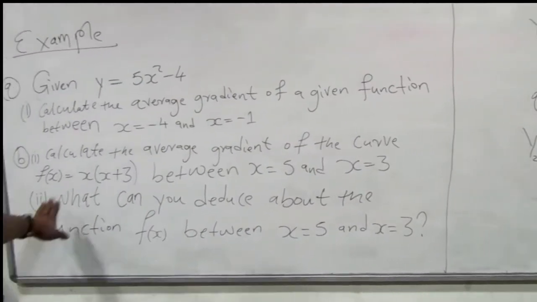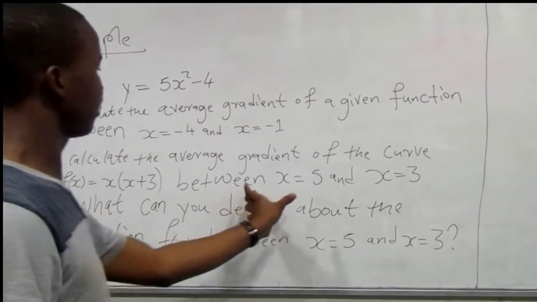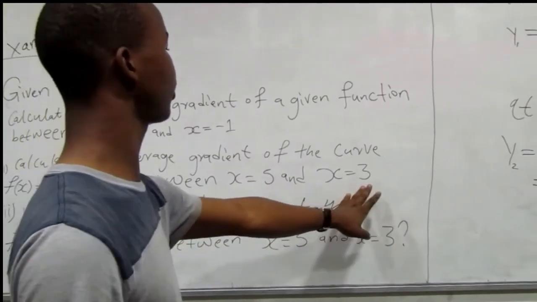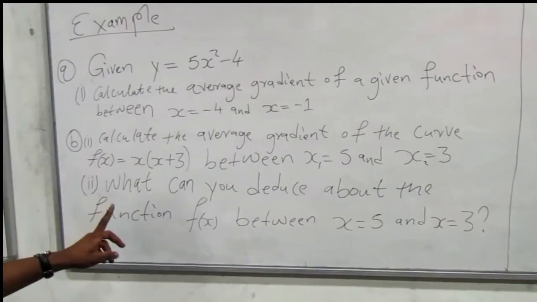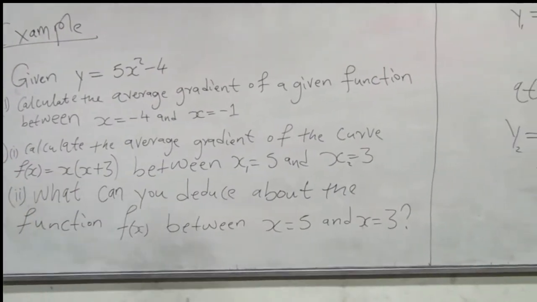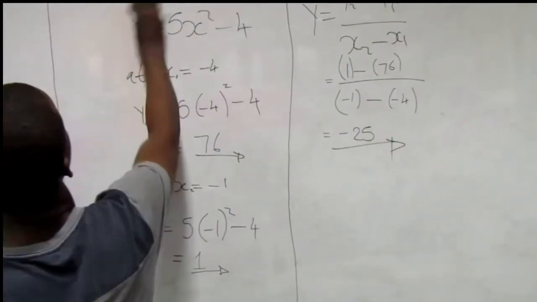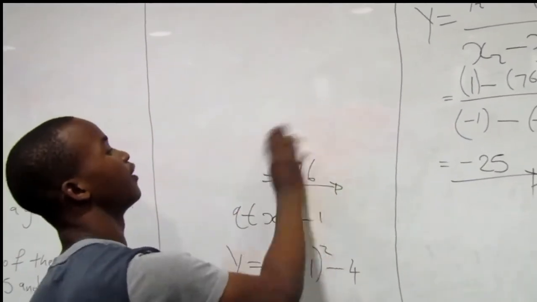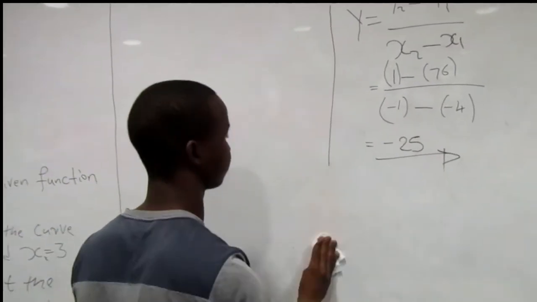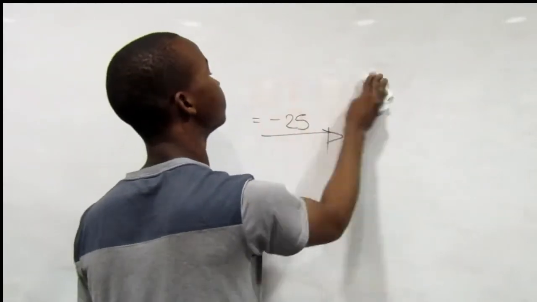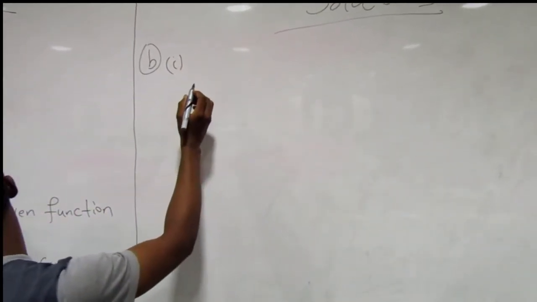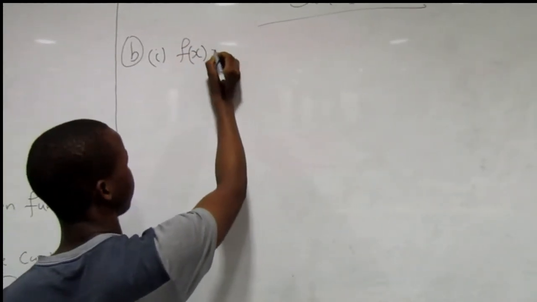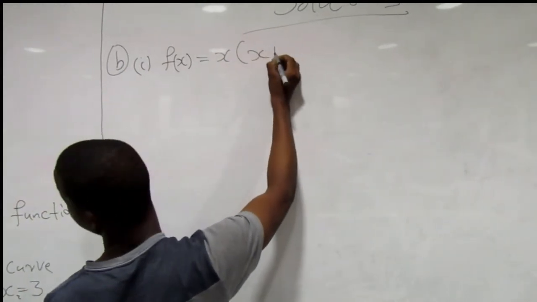How are we going to approach this question? We are told that our f of x lies between x equals 5 and x equals 3, which are going to be our x1 and x2. Now we need to calculate y1 and y2 using this function. I'm going to come to number B and first calculate our y1, y2. Number B, Roman figure 1. We're given f of x is equal to x into x plus 3.